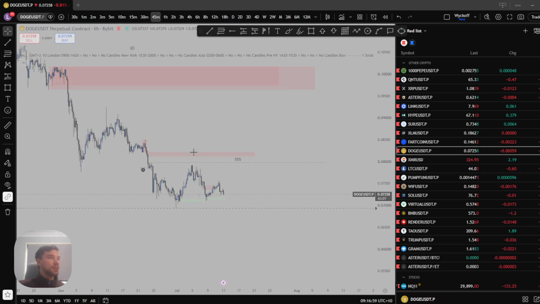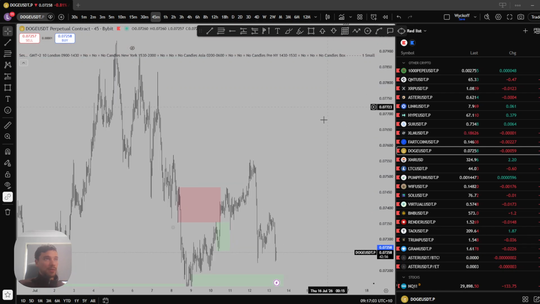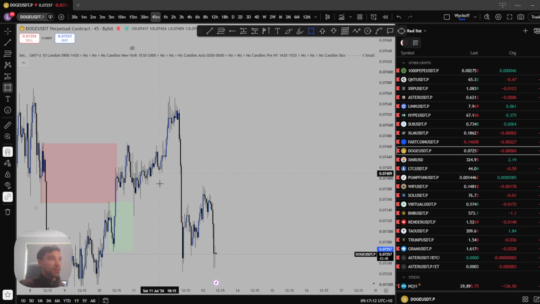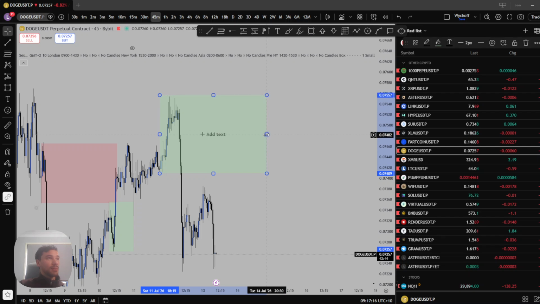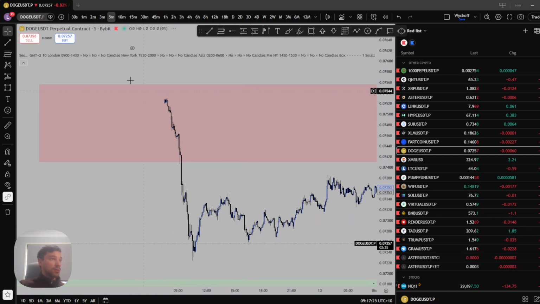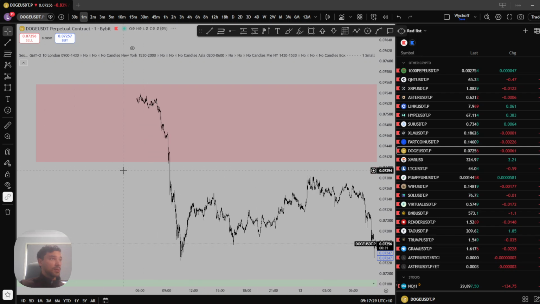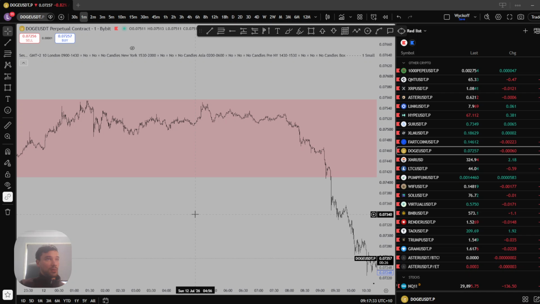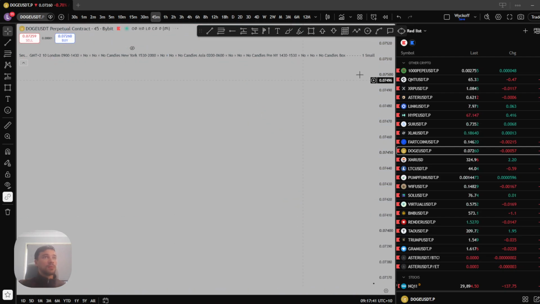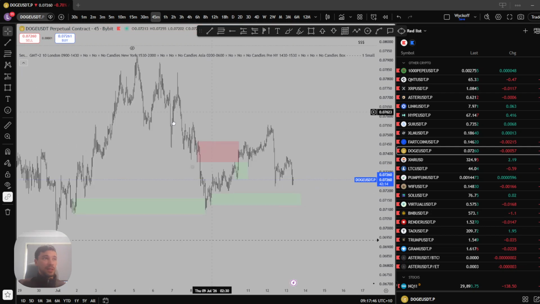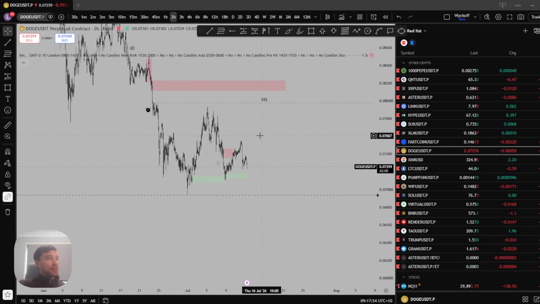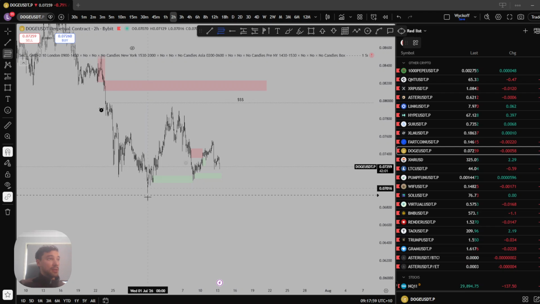Doge. Doge isn't doing a whole lot, to be honest. Maybe there's some overlapping supply up there, which there could be. Or maybe not. No, this has all been mitigated as well. Yeah, not a whole lot to do for Doge at the moment, other than just be patient and see what price does. This can be looked at as a ranging environment for now.